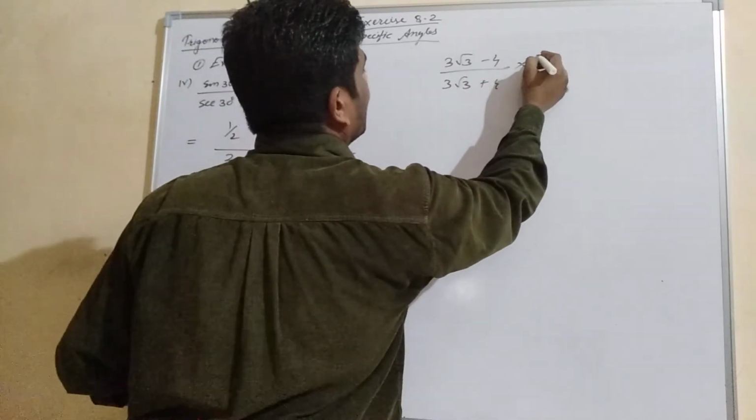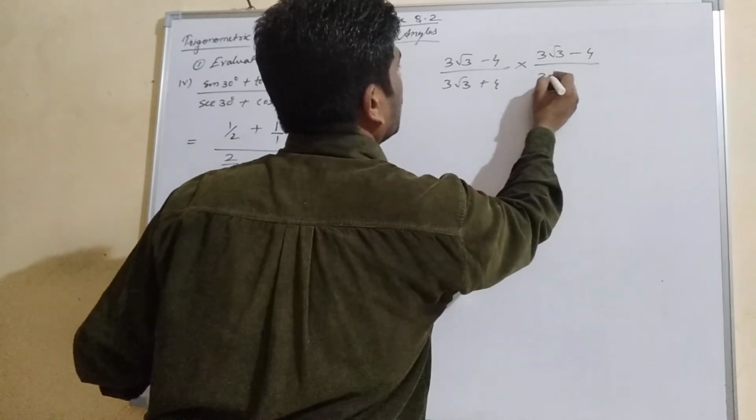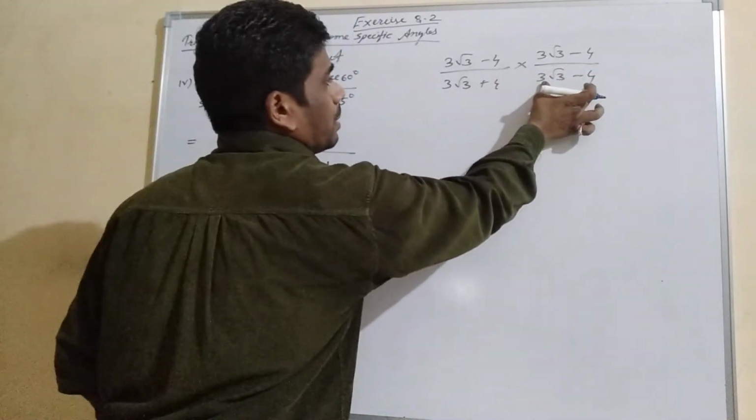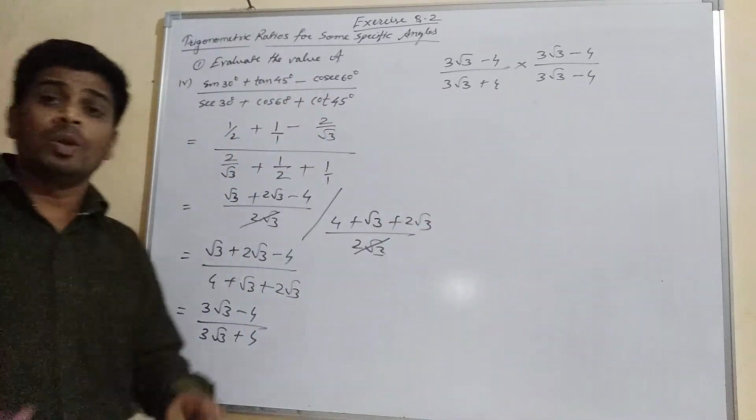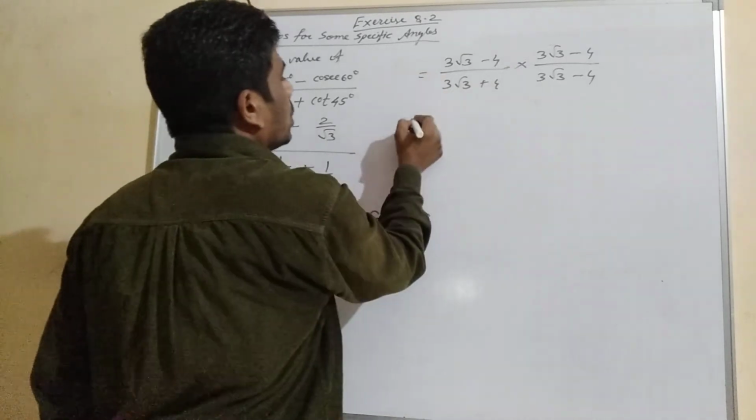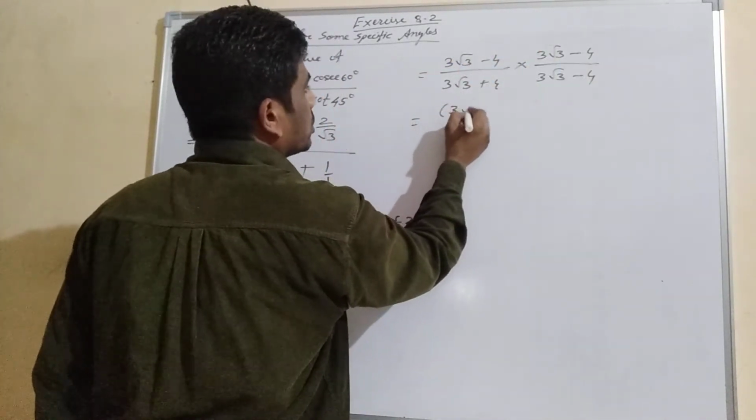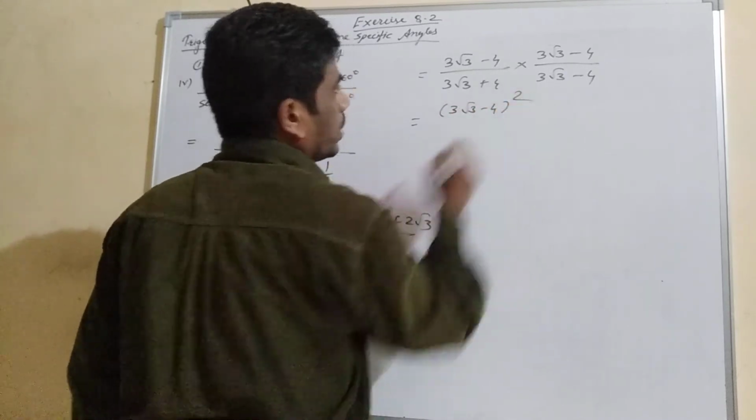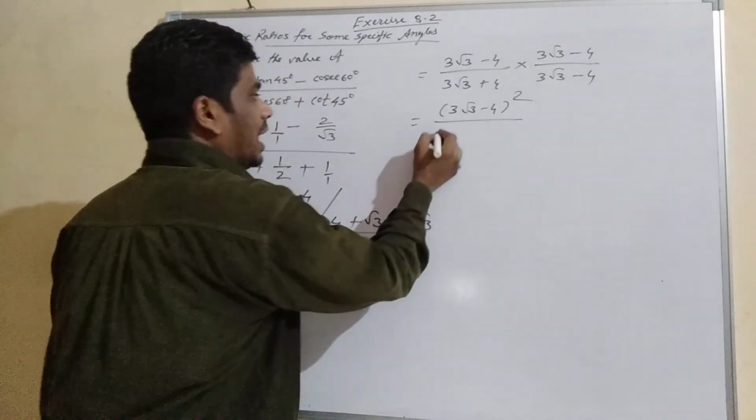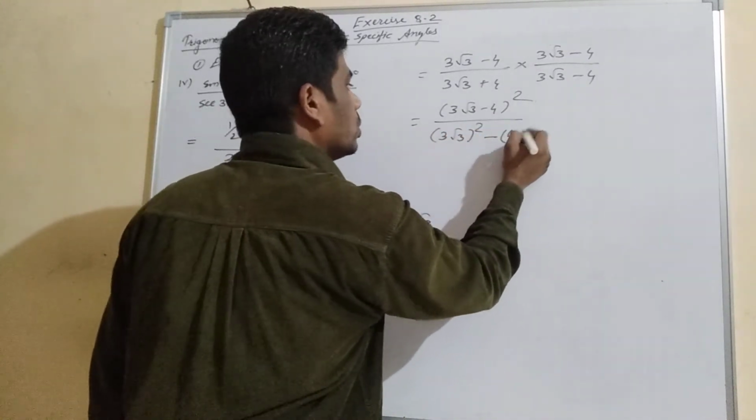We can multiply by 3 root 3 minus 4 upon 3 root 3 minus 4. It is a plus b, so we will multiply by a minus b, so that we will get a square minus b square to remove the square root. Okay, so it will be, it is the square, whole square, 3 root 3 minus 4 whole square. Okay, upon, it is a plus b, a minus b, it will be a square minus b square, means 3 root 3 whole square minus 4 whole square.